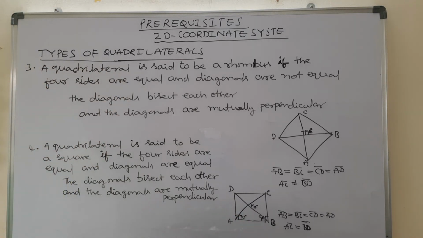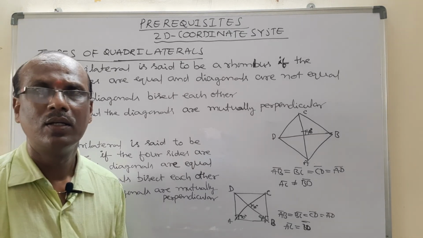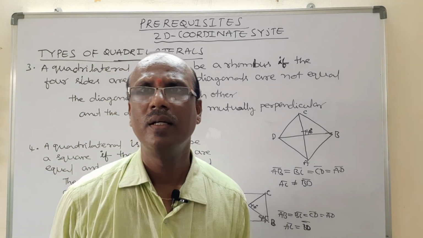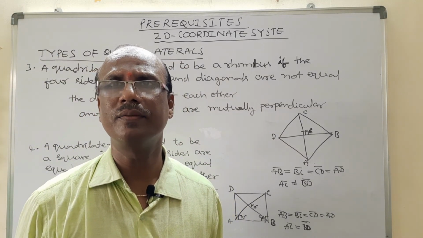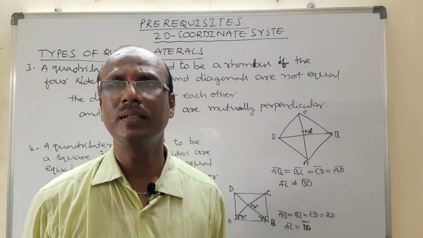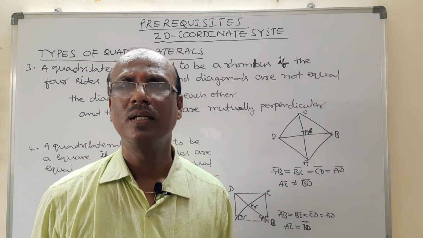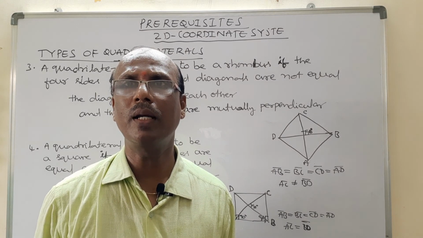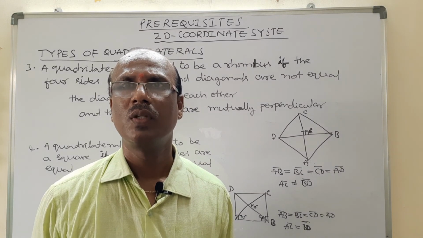To observe that the quadrilaterals are four types: parallelogram, rectangle, square, rhombus. In all four quadrilaterals, diagonals bisect each other, but in a square and rhombus, the diagonals are mutually perpendicular.